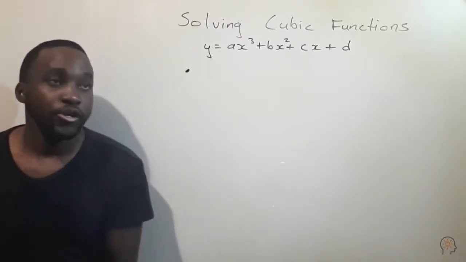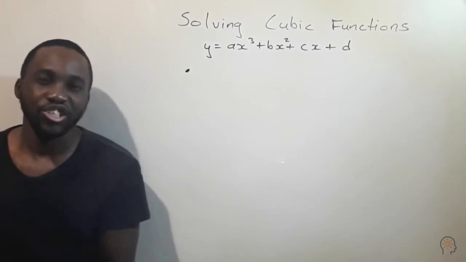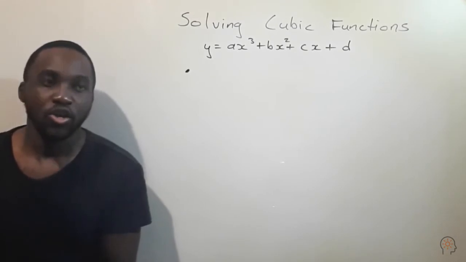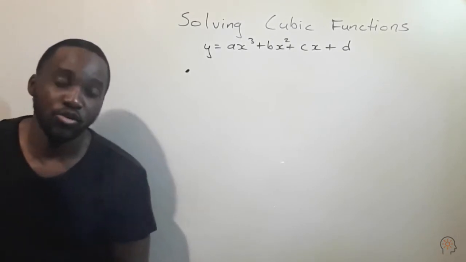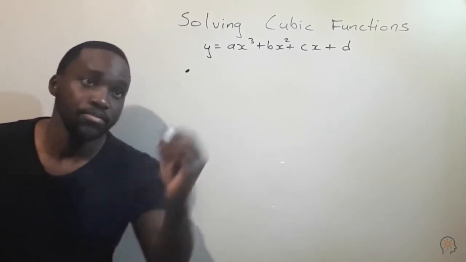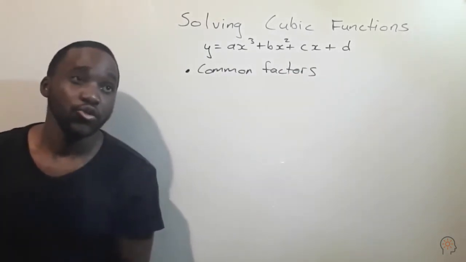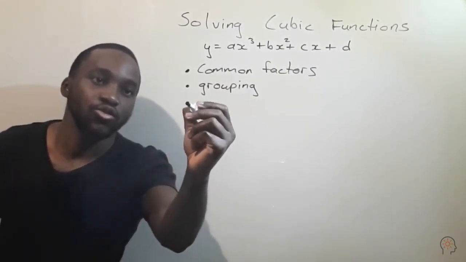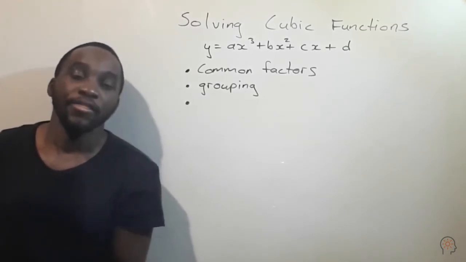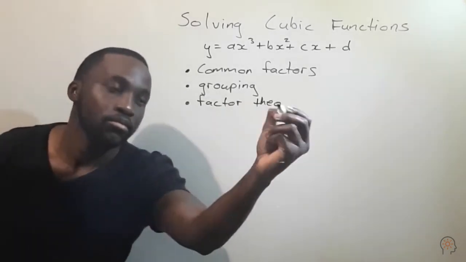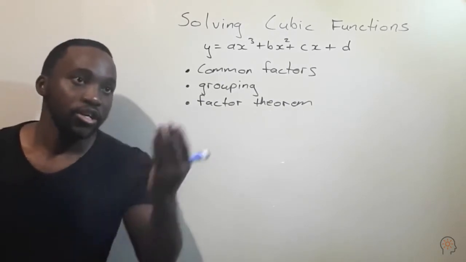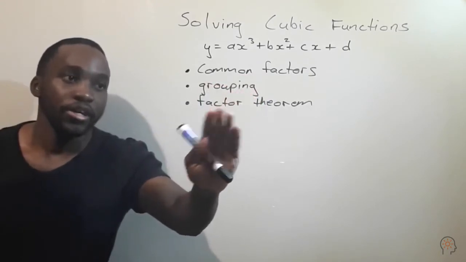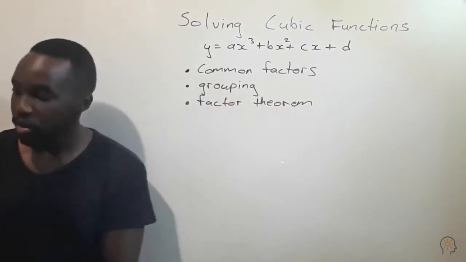Firstly, when you're solving cubic functions, you will generally have three methods for grade 12 that you will normally use. The first one is common factors, where you look for common factors. Another method is grouping. And lastly, you could use what we call the factor theorem. So we're going to work on all three of these, starting with cases where you can use common factors, then cases where you can use grouping, and then cases where you need to use the factor theorem.